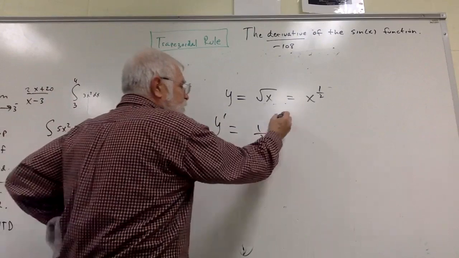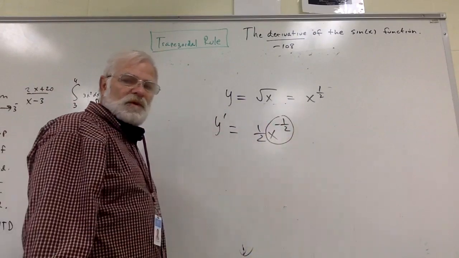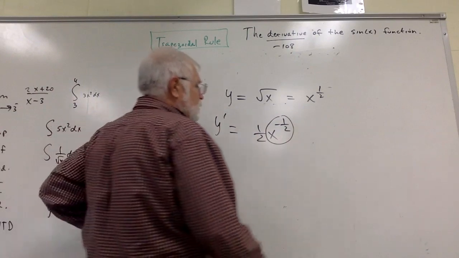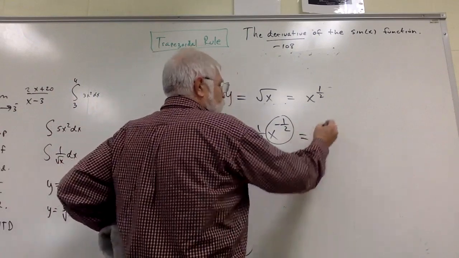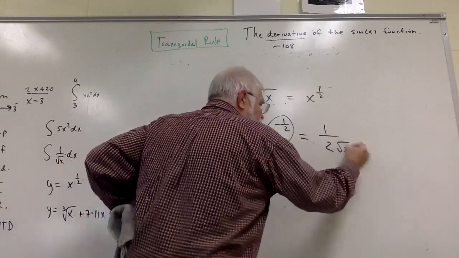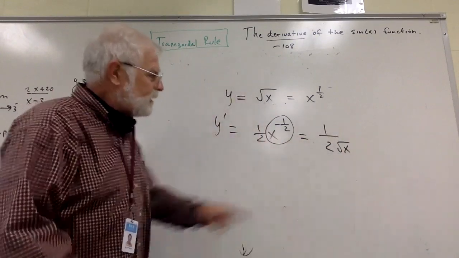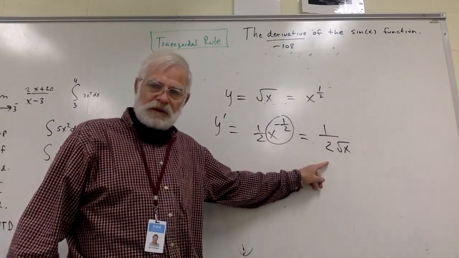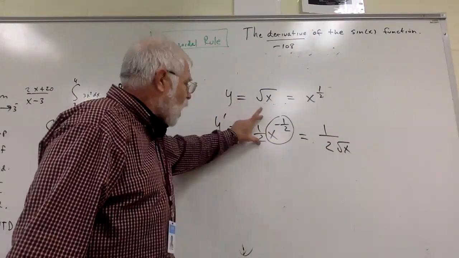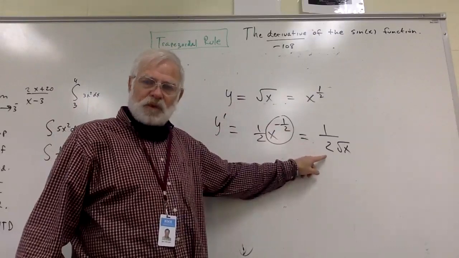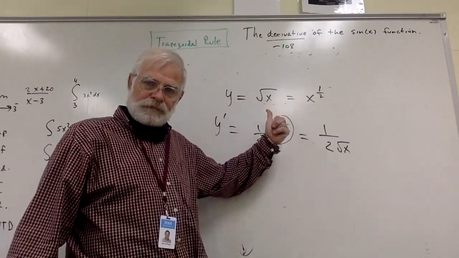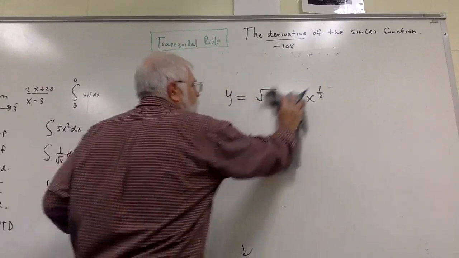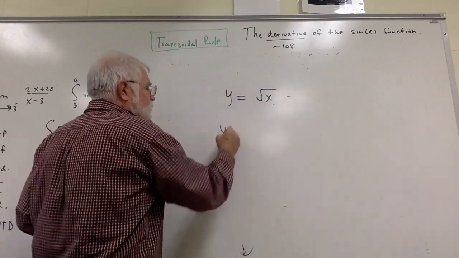So what does that mean, x to the minus 1/2? That means the square root of x is in the denominator. So therefore, we end up with 1/2 with the square root of x in the denominator. This is what I want you to memorize going forward, right? Especially when we start working with the chain rule. This is awkward. This is easier to work with. All right, so what is the derivative of the square root of x?